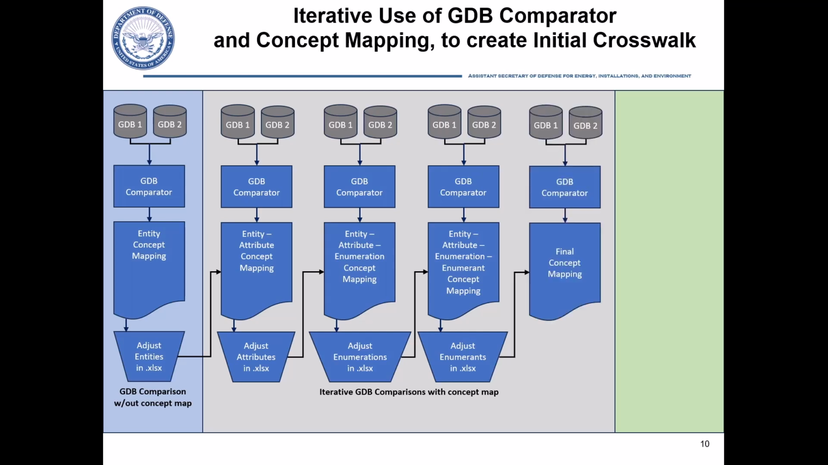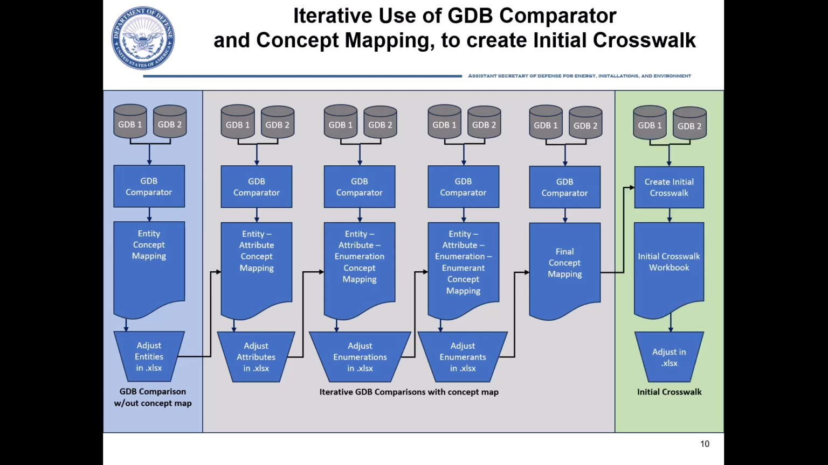This last iteration of the GDB Comparator tool outputs a final CMW with correctly mapped entities, attributes, enumerations, and enumerants. That file is itself a standalone crosswalk between the elements of the two geodatabases. If, however, we want to utilize the migration workflow supported with SDSFIE portal tools, we will use that final CMW as an input for the initial crosswalk workbook tool.